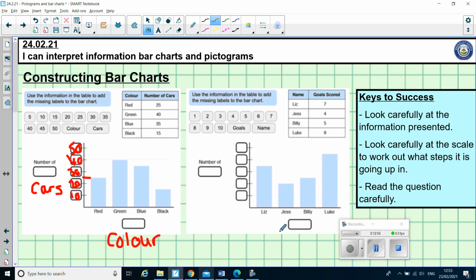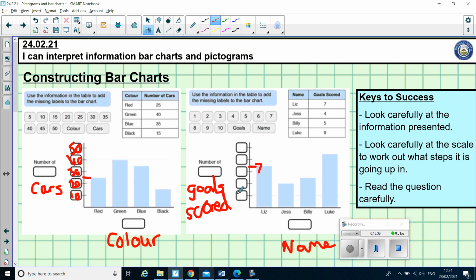Along the bottom then, we have got the children's names, so that label must be name. Up the side we've got number of, this time we're looking at goals scored. So, number of goals scored. And then the tricky part, what are we going up in? So I'm going to have a look at Liz, just because she's closest to my y-axis. And Liz scored 7 goals. So I know that this number here must be 7.